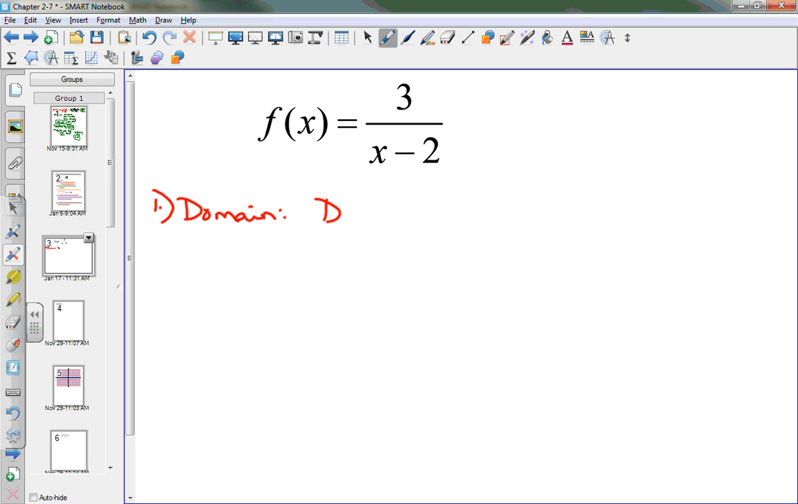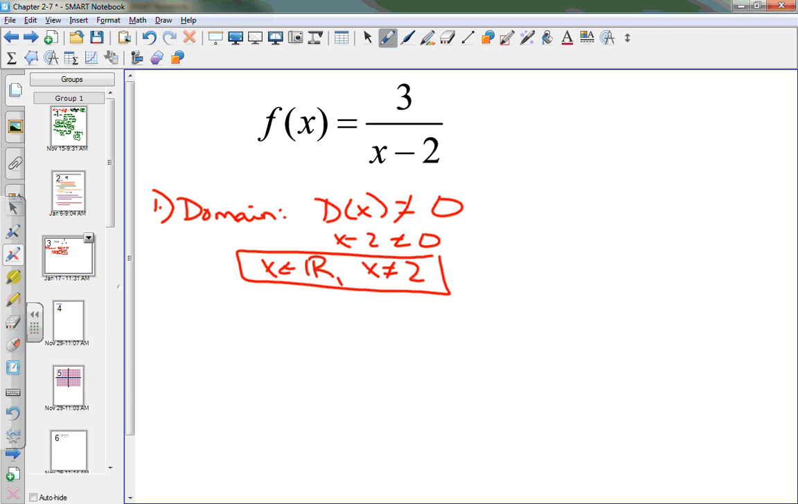Right here. Domain. D of x cannot be 0, right? So that means x minus 2 cannot be 0, so x cannot be 2. Correct? So this means x is on the reals, and x cannot be 2. What does this mean graphically? There's a hole at the value 2. There's not a y value corresponding to it. Do y'all understand that?